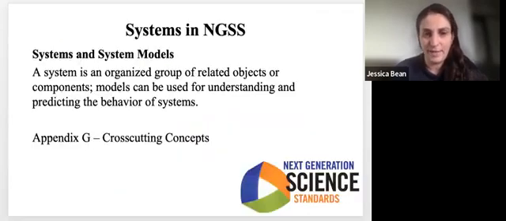And finally, in thinking about systems and system models, which we're going to be building, the NGSS defines a system as an organized group of related objects or components, and models can be used for understanding or predicting the behavior of systems. So we want students to be building models from a very early age so that they have this skill as the models and the scenarios and phenomena become more complex as they understand climate and ecosystem changes.